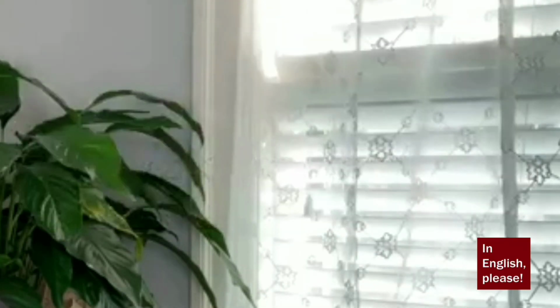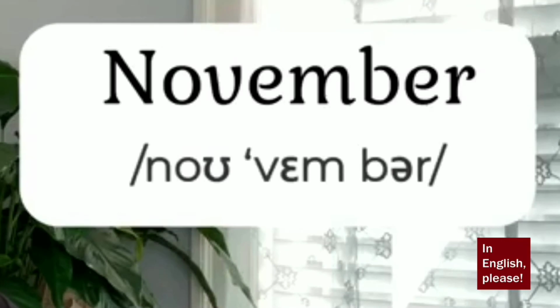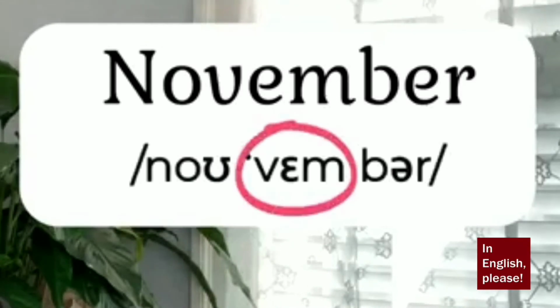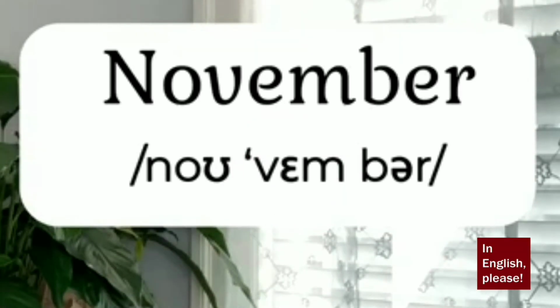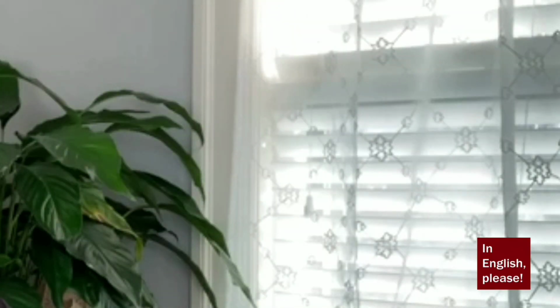Okay, now the next month of the year is November. November. It's a three-syllable word and with the emphasis on the second syllable, vem, like in red, vem, November. And the last syllable is quicker, November, November, November. November is the 11th month of the year.